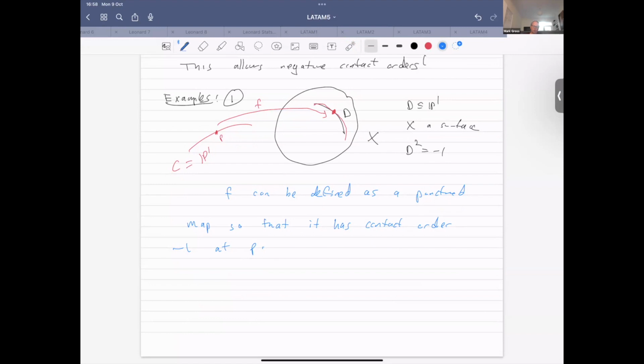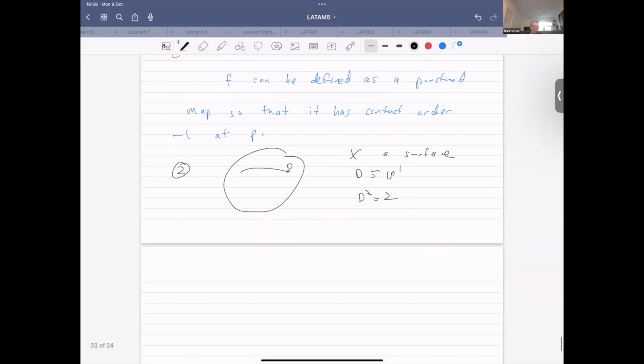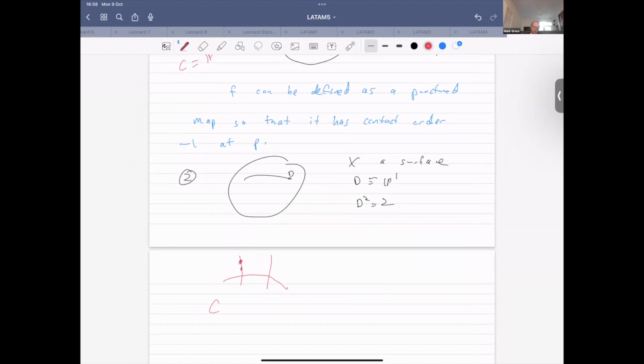And then one more example, a very similar example. Let's now take X a surface, D again equal to P1, but this time maybe I'm going to take D squared to be equal to 2. Now I want to take as domain something a little bit more complicated, a reducible curve with 3 components, and this time with 4 points. I'm going to do this with contact order 2 and -1, 2 and -1 at the 4 points.